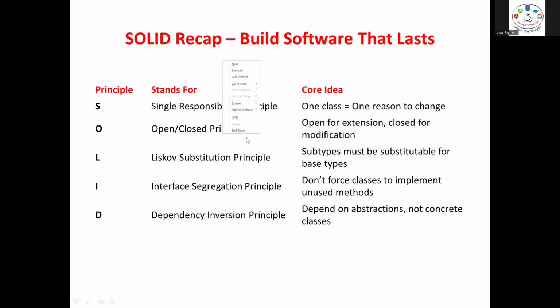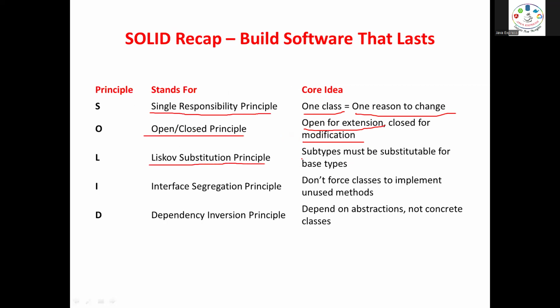Overall, let me recap the SOLID principles. S represents single responsibility: one class, one reason to change. Open closed principle: open for extension, closed for modification. Liskov substitution principle: subtypes must be replaceable with the base types. Interface segregation principle: don't force classes to implement unused methods. Dependency inversion: depend on the abstraction, not concrete classes. With today's session, we successfully completed the SOLID principles.